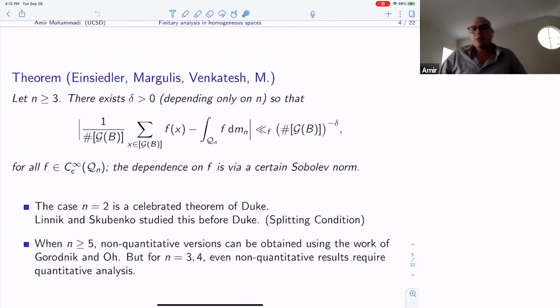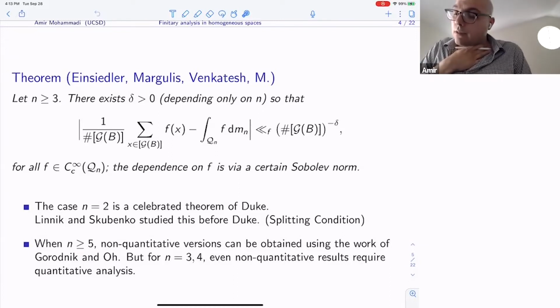But if you really want to not have this type of splitting condition and have a result like Duke's, and not even care about the rate in dimensions 3 and 4, the only way to get it is to go through the quantitative analysis. You can't use the softer results. So what I want to do now is change gears and leave this space of quadratic forms, go talk about some problems in homogeneous dynamics, and we'll return to this after I've set up the stage.